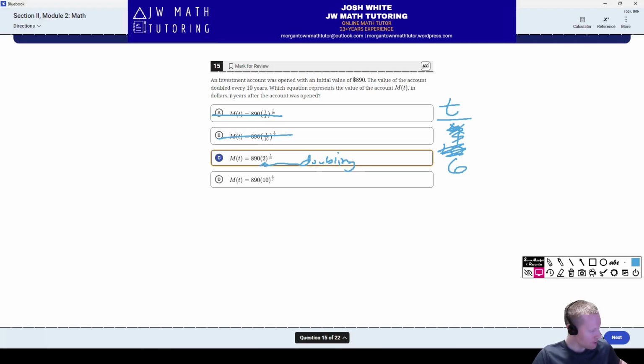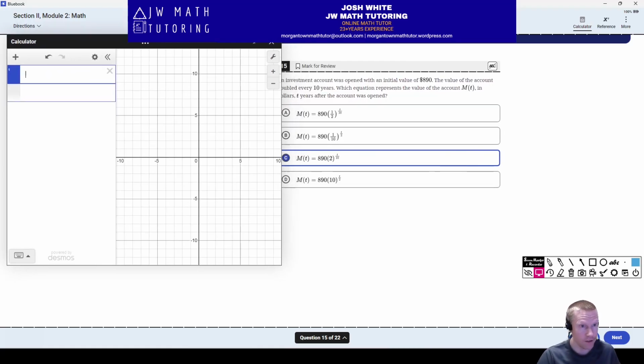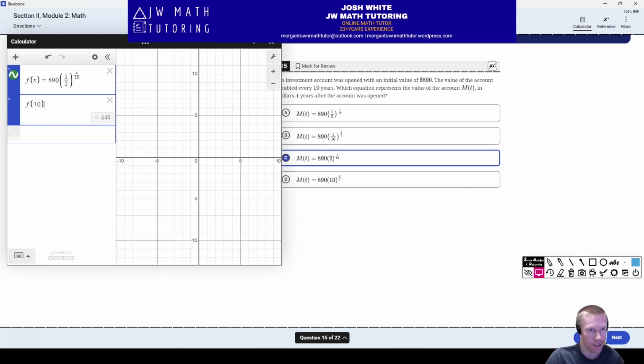Now, if you didn't recognize that, if you weren't sure, that's fine. The alternate way to figure it out is to start with the answer choices. I'm actually going to do it like this because it'll be a little quicker. So I'm going to make a function. Okay, just replace t with x. Now, it says it doubles every 10 years. So that means if I find f of 10, I should get double of 890, which is 1780, $1,780.